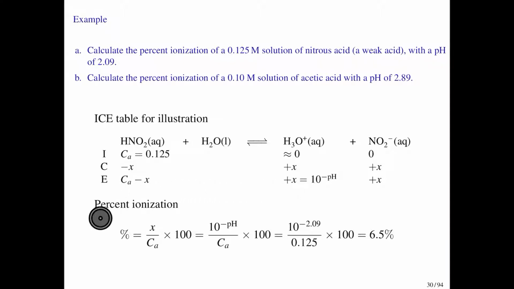And in our percent ionization formula, what we need is that value of X divided by the initial concentration of the acid multiplied by 100. So substituting in our expression for the hydronium concentration, then putting in the numbers, gives us that the percent ionization in this case is 6.5%, which means that 6.5% of the nitrous acid is in its ionized form.